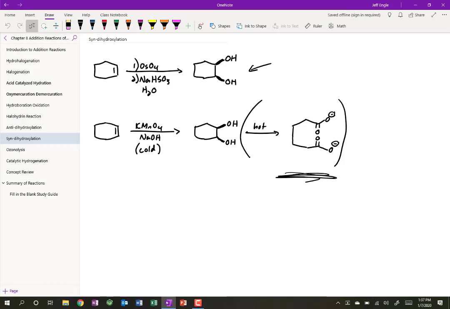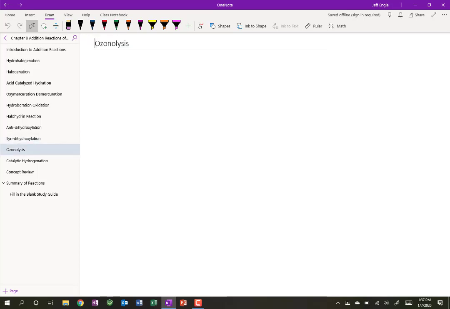Yeah? Is it possible to have a solution of both the anti and the syn? So the question was, can you make a product that's both syn and anti? Not really. In general, you want to pick one or the other because you don't want to make a needlessly complicated mixture.